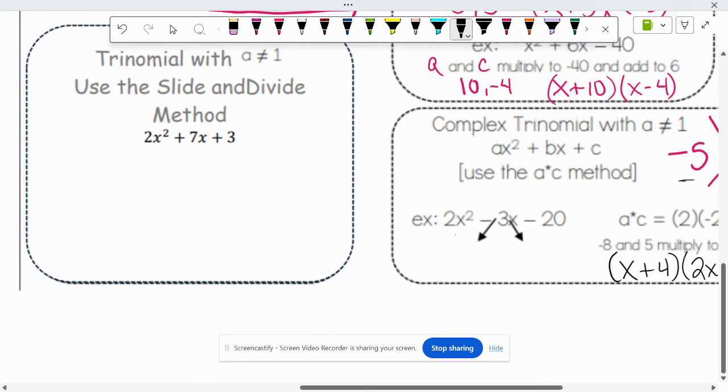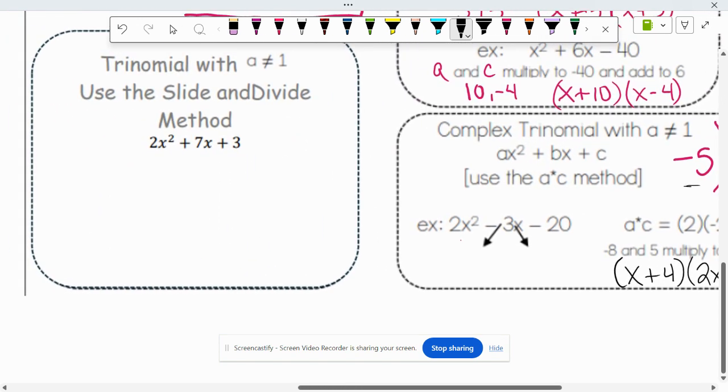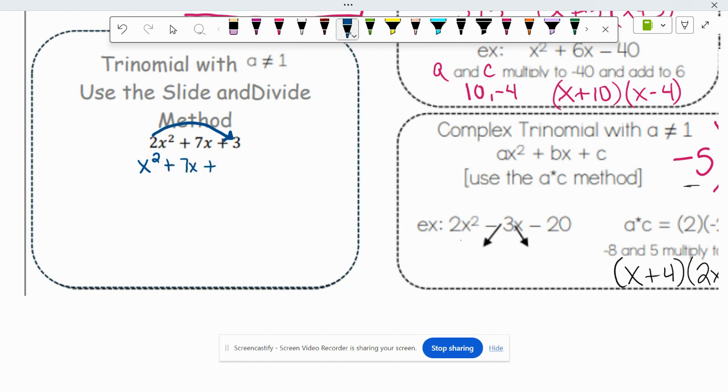I'm going to do the slide and divide. Talk to me about the slide and divide. Anyone? First times the last. So that becomes x squared plus 7x plus 6. So I'm looking for 2 numbers that multiply together to give me a 6, that when I add them, I get a 7. 1 and 6. That becomes x plus 1 times x plus 6.